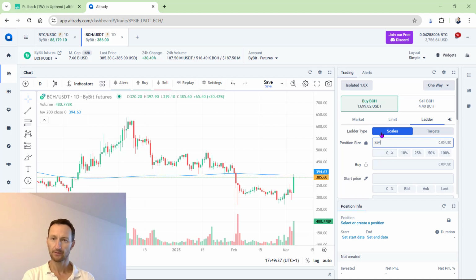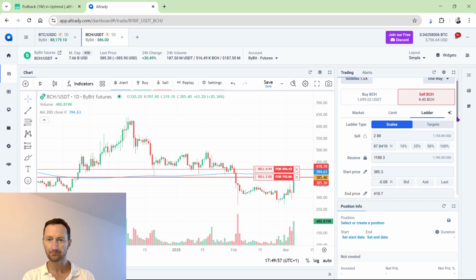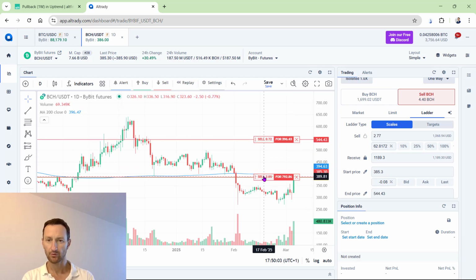Oh, wait a minute. First of all, I want to sell it. So let's go to Sell tab, Scaling. I want to sell 3 units or 3 tokens. So that's about $1,190. Let's call it a $1,200 position. The tool placed some initial order levels, and I want to move them.